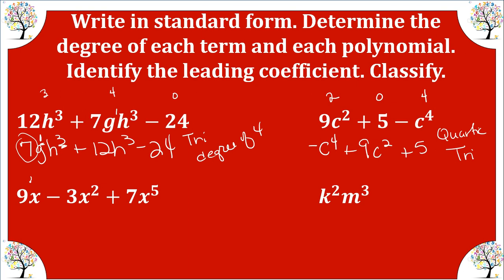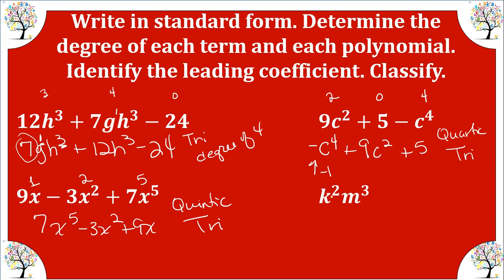Okay, our third one, this has a degree of 1, a degree of 2, and a degree of 5. So we have 7x. Oh, let me go back here. Sorry. The leading coefficient would be negative 1. Okay, the leading coefficient is negative 1. Here we have 7x to the fifth minus 3x squared plus 9x. This is going to be a quintic trinomial. We have one term here, so it's a monomial with a degree of 5, and the leading coefficient is the understood 1 out front.